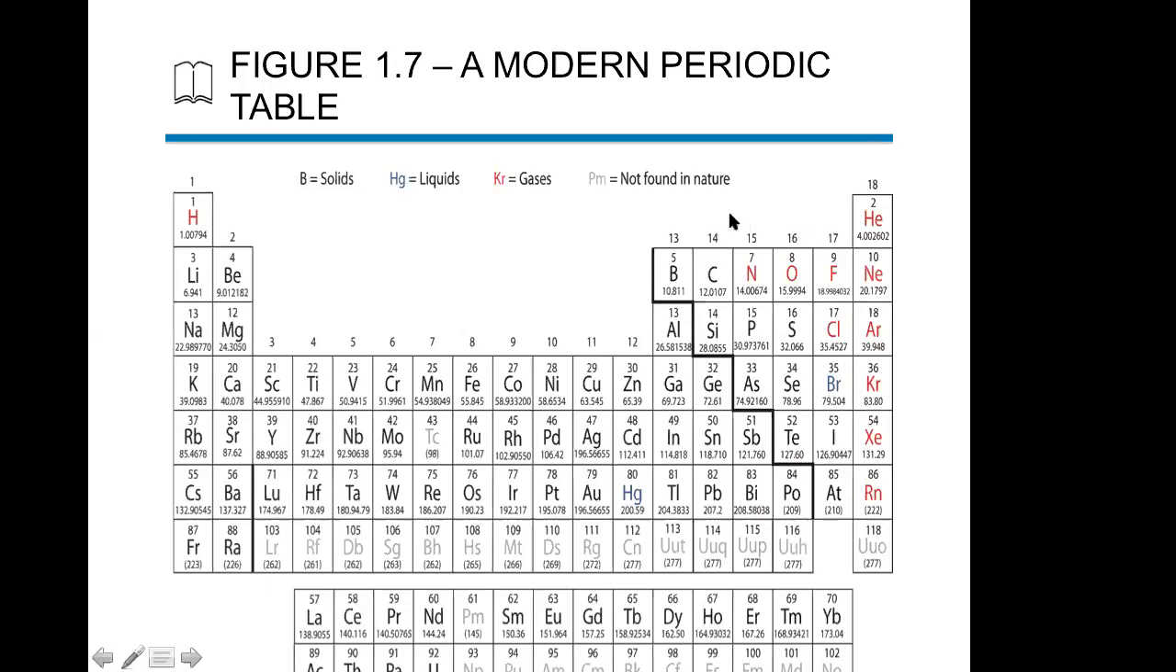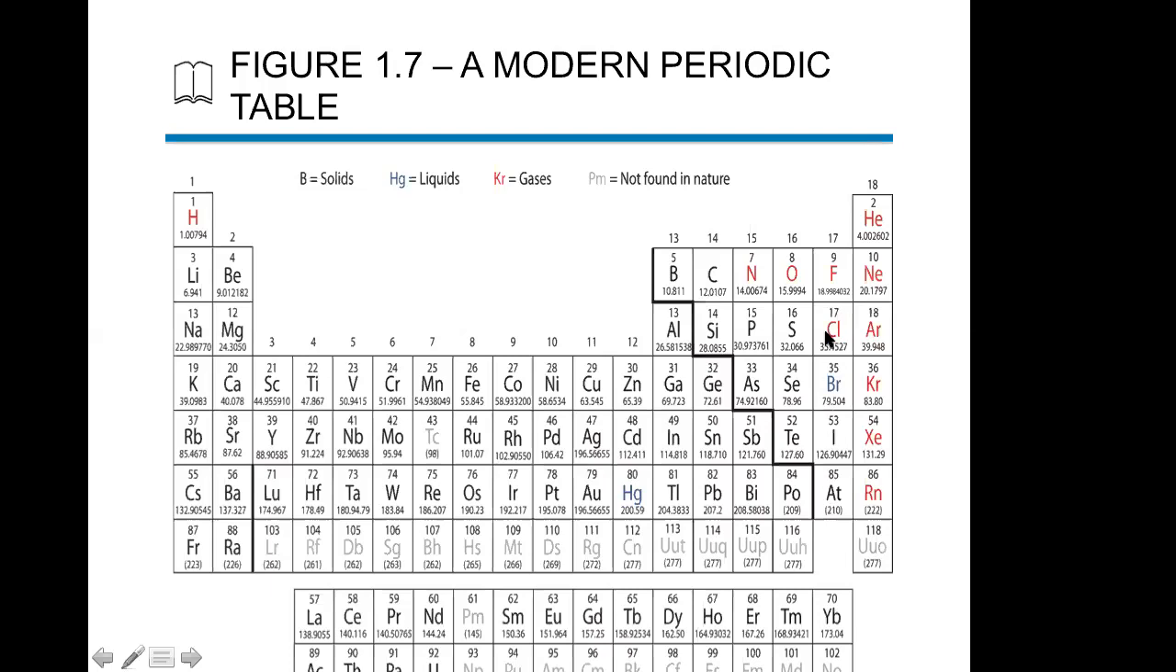So we have names for those columns. I think they go through those in chapter 1. But the first column we sometimes call the alkali metals. The second one, the alkaline earth metals. So metals are there in the name. That helps you remember they're metals. And then fluorine, chlorine, and bromine and iodine, those are our halogens.